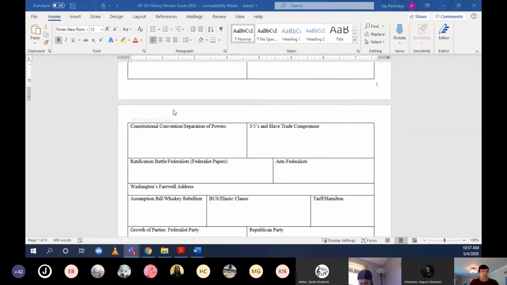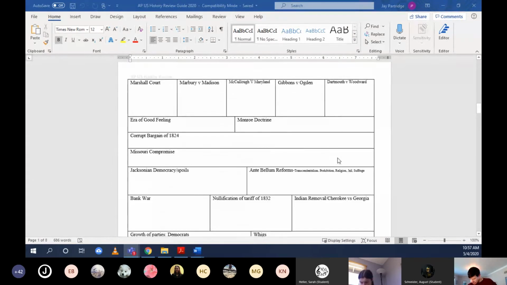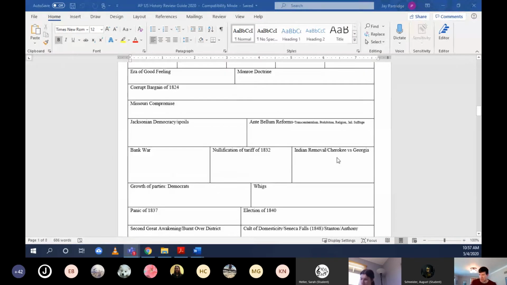Okay. Next one. Is that good? All right. Next one. Nullification of the tariff. Where's that one at? Is that page 3 too? Yep. So page 3. Nullification of the tariff of 1832. And where were we at? Okay.